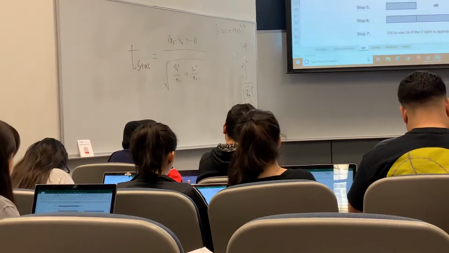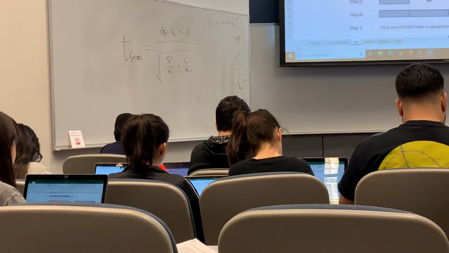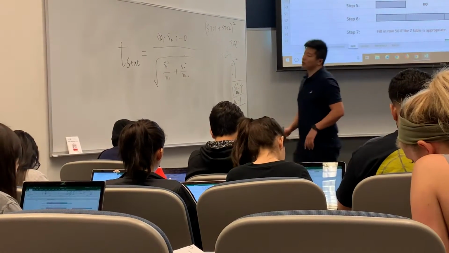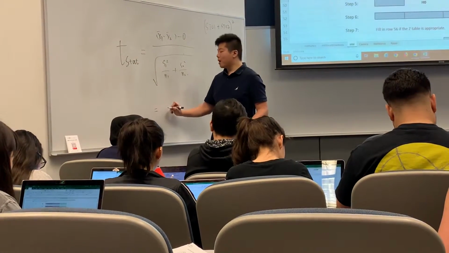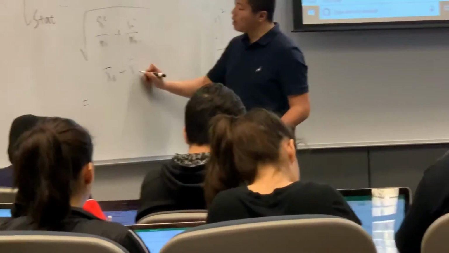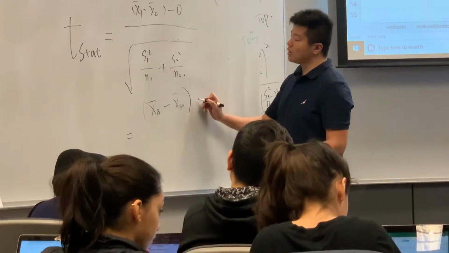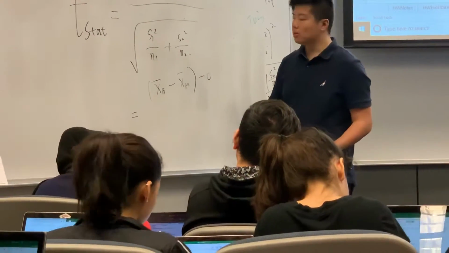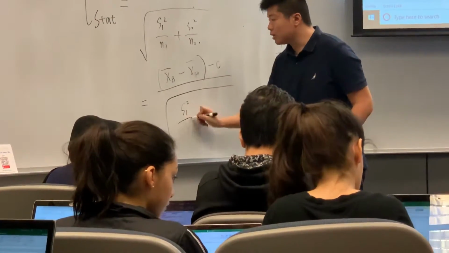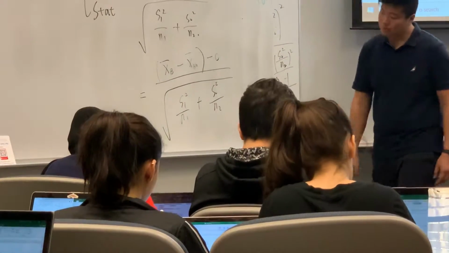What is the order? Boston minus Buffalo. So if that is the order, what is my X1? Boston. So the X bar for Boston minus the X bar for Buffalo. Get the difference between these two, subtract 0, over S1 squared divided by N1 plus S2 squared divided by N2.